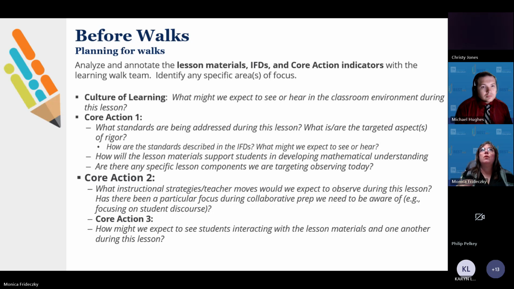so that you can know what is the as intended, from core action 1. Are the standards being addressed and the materials being implemented as the materials intend? So you can't know that unless you've previewed some of those materials. So identify what the big understandings are and how that lesson fits into the unit.